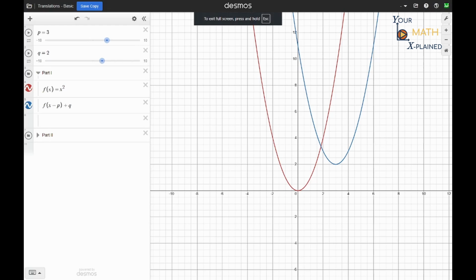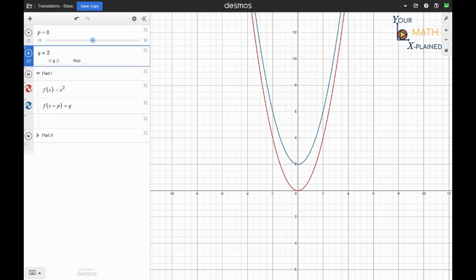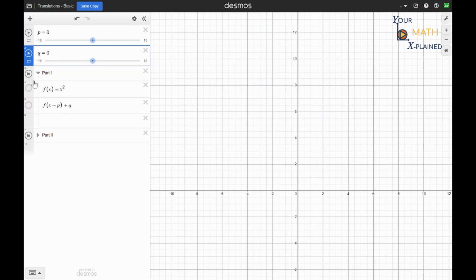Now let's take a look at another example. So let's reset our p and q values back to 0, and then we will turn off these graphs. Okay, so here we have another graph. And similarly, we're going to perform translations on this graph. So we would have g of x minus p plus q.